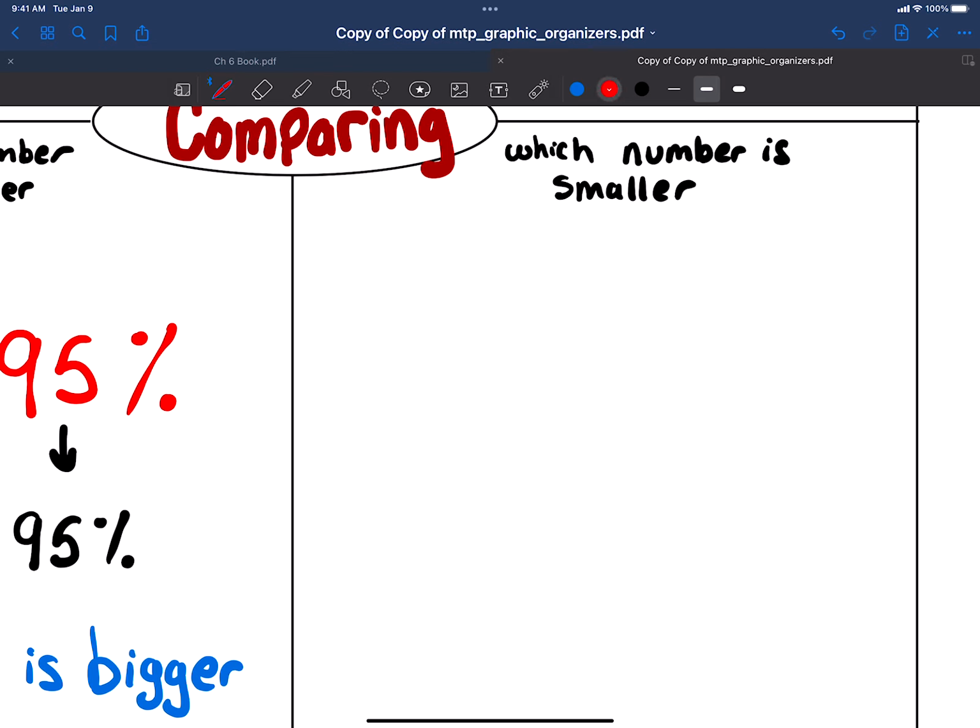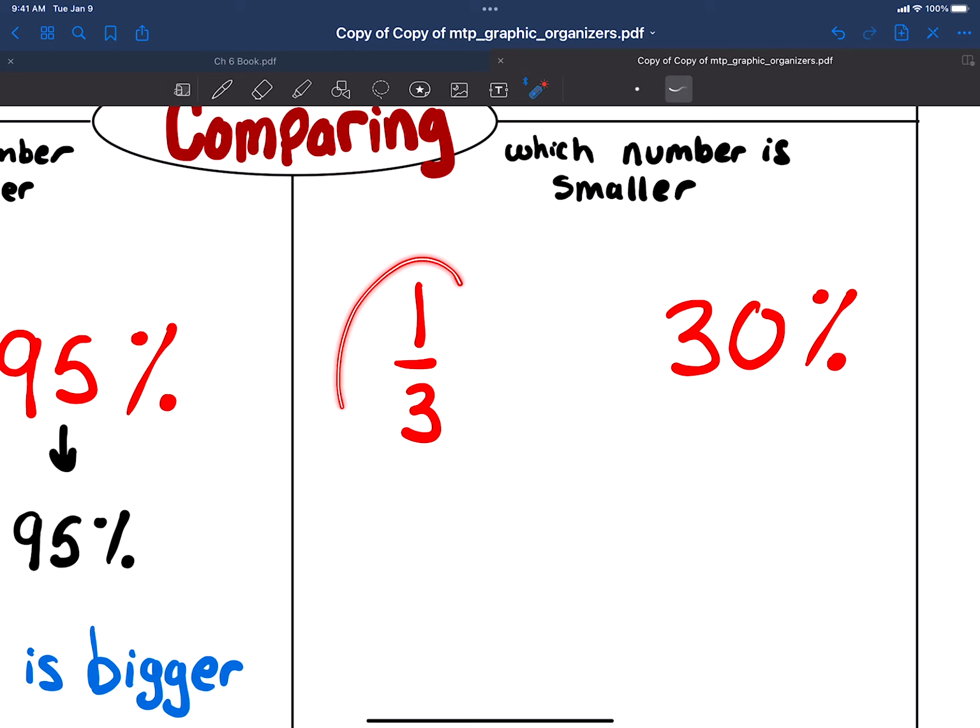Okay, and let's have our two numbers be, gosh, how about we do 1/3 and 30%. Okay, this is a great example of when the fraction doesn't turn into 100 very easily. 3 times nothing nice gets you 100 perfectly, right? So I think the best way to compare these two would be actually to leave it like this.